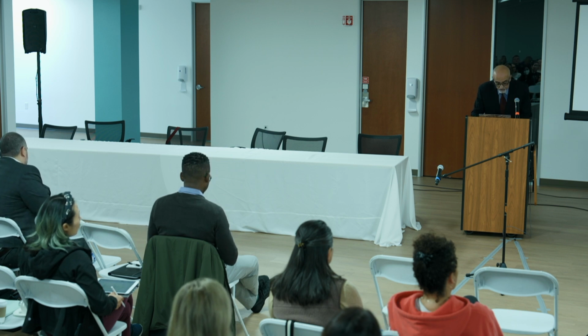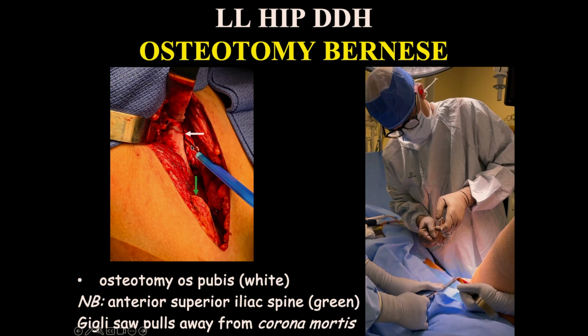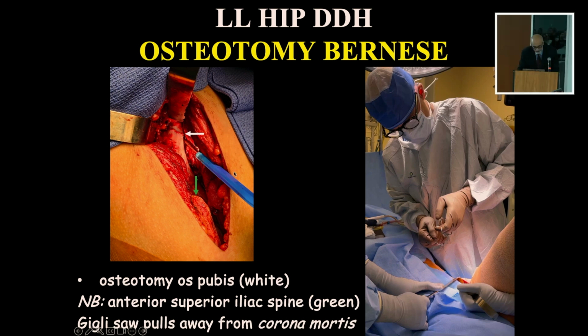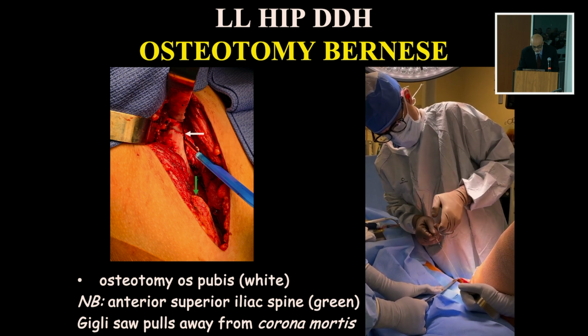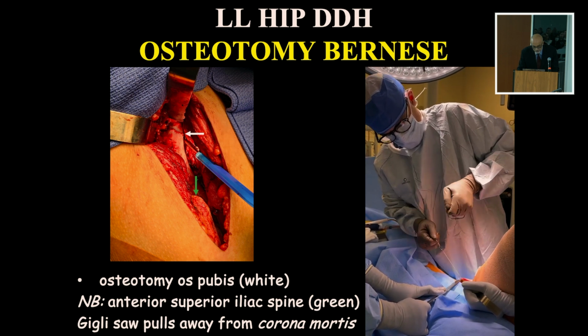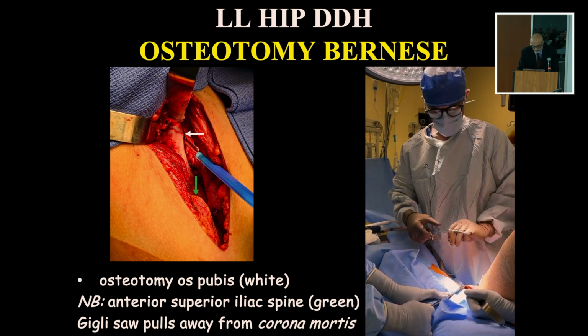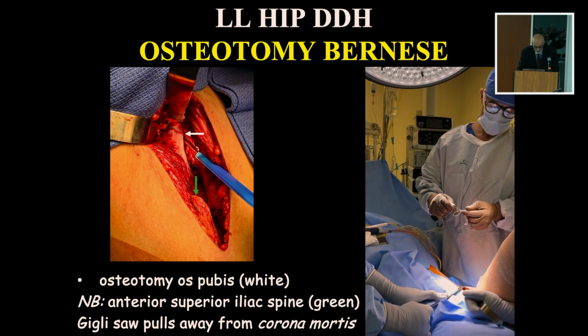But this is kind of what we do. So this is what a bone cut looks like. Can you see the arrow there, the white arrow? That's how we cut bone. And this is using the Gilly saw. It's pretty violent, right? But that's what we do.